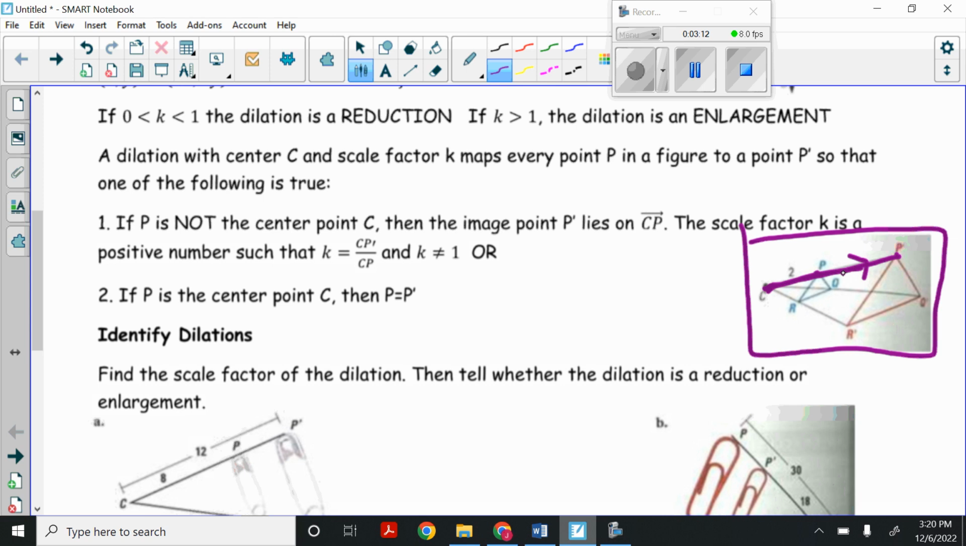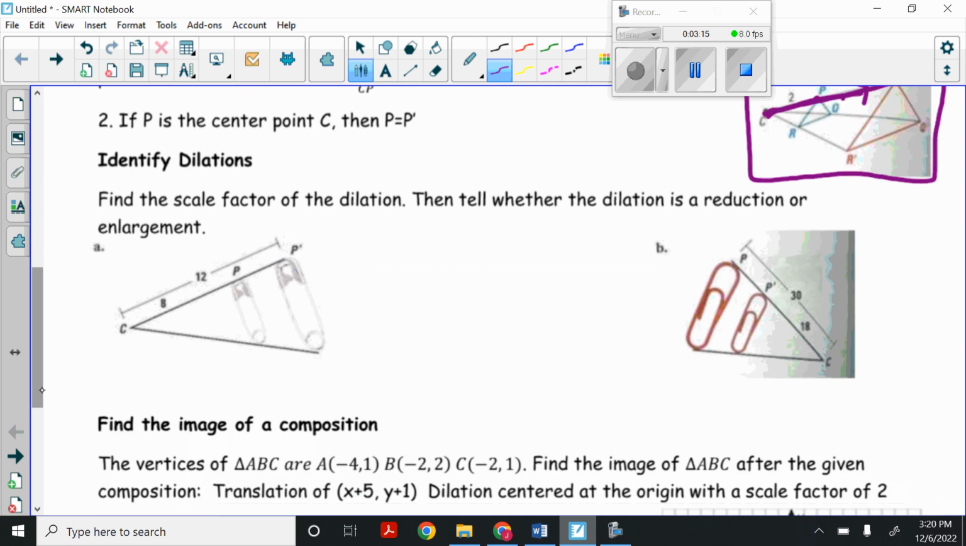All right, so two things that we need to be able to do. First, we want to identify a dilation. So find the scale factor of the dilation, then tell if the dilation is a reduction or an enlargement. Again, what we have to remember to find our scale factor is the image over the pre-image.